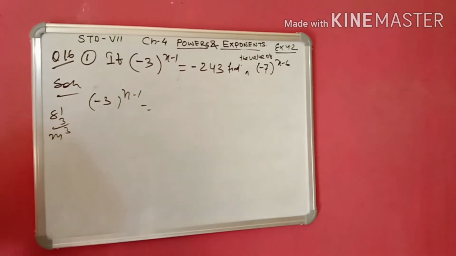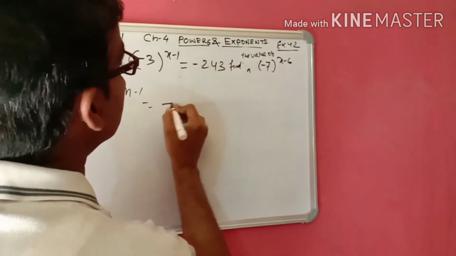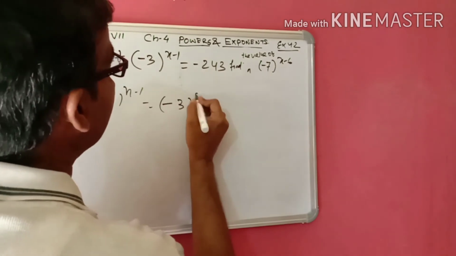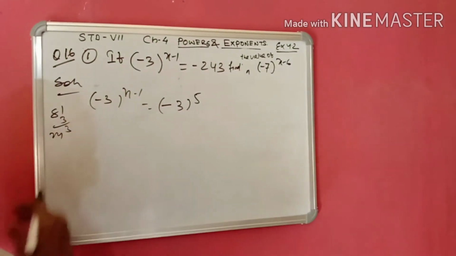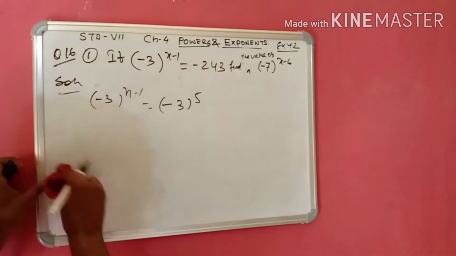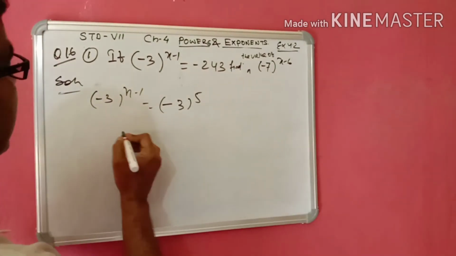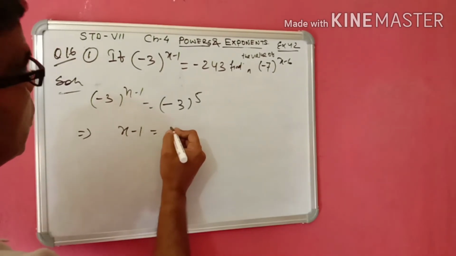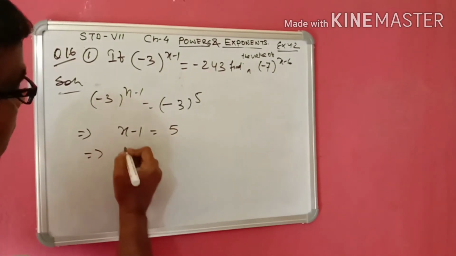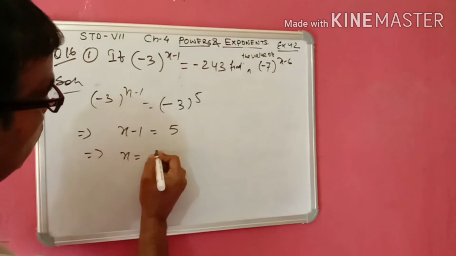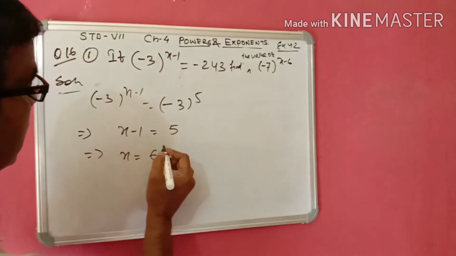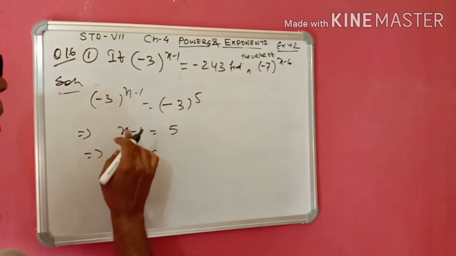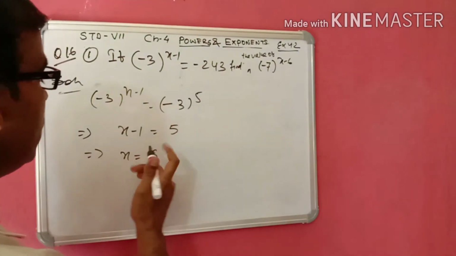So I can write this part as 3 to the power minus 5. Now base same, base same, so I can write this implies that x minus 1 equals 5, therefore x equals 6, because I am taking minus 1 this side, it will change into positive, so x equals 6.